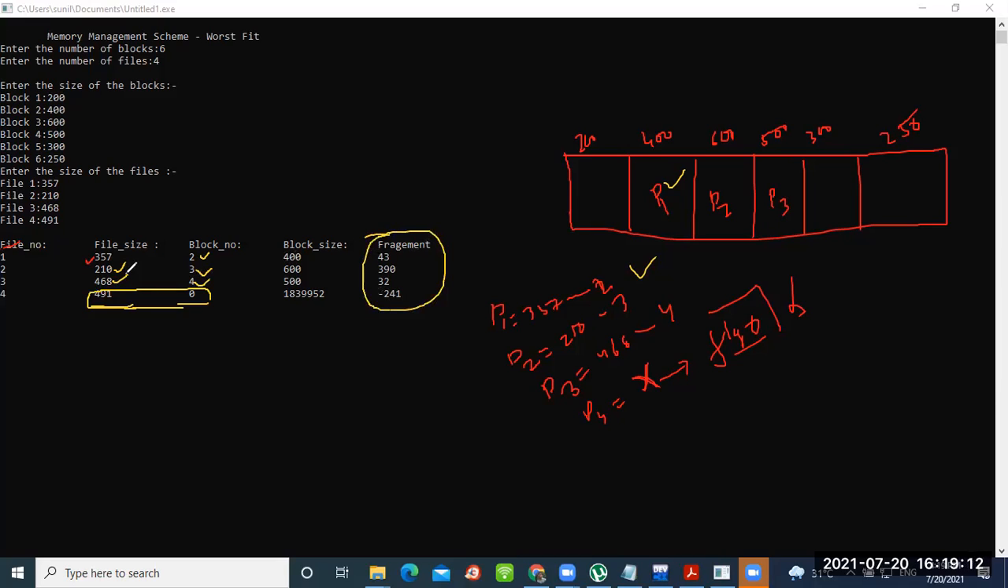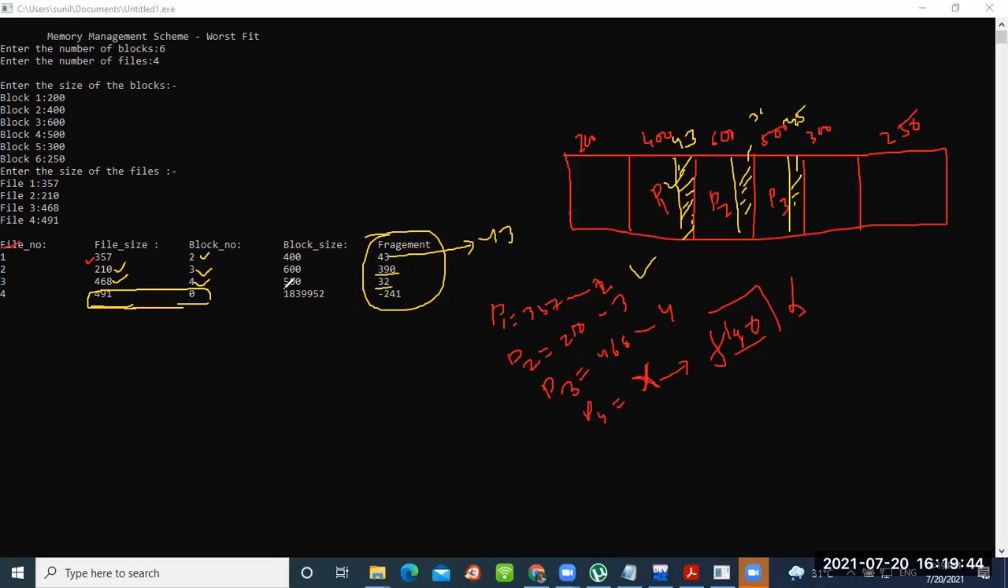Assume block 1, where we stored in 400. What is the memory remaining here? 43 MB. This 43 will remain here. Now what is the memory remaining here? 390 remains here. Then how much memory remains here? 32 bytes of memory remain. 32 bytes.